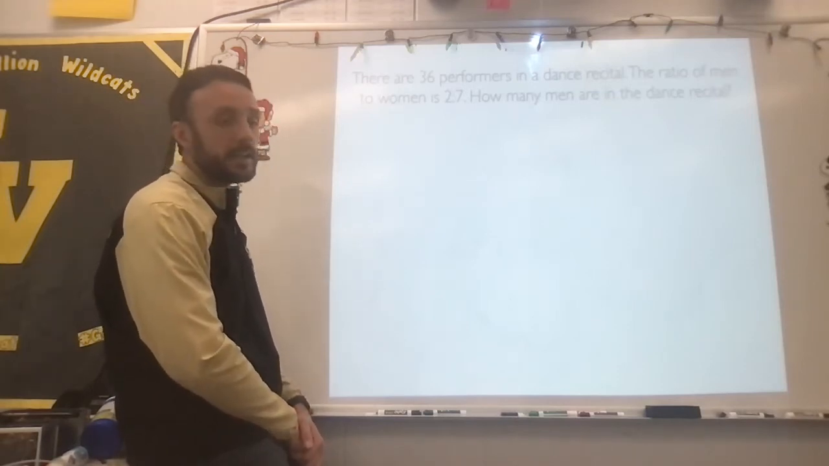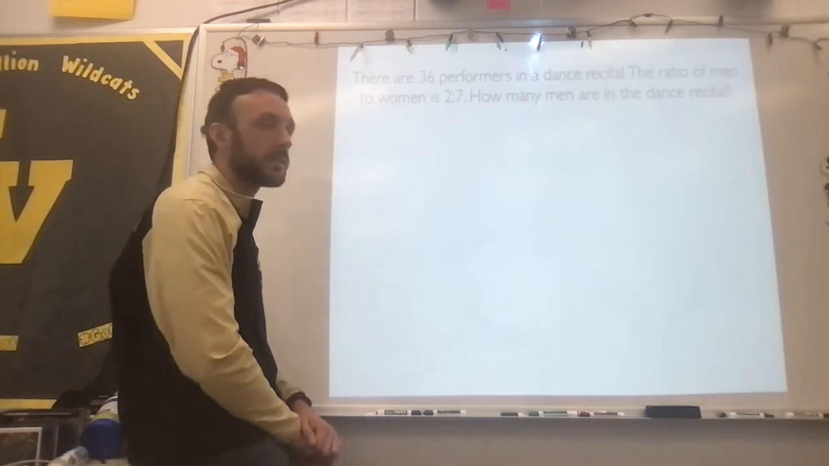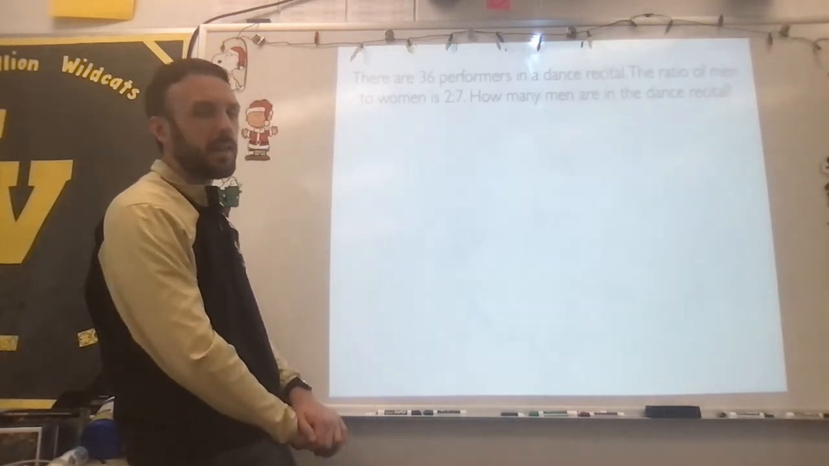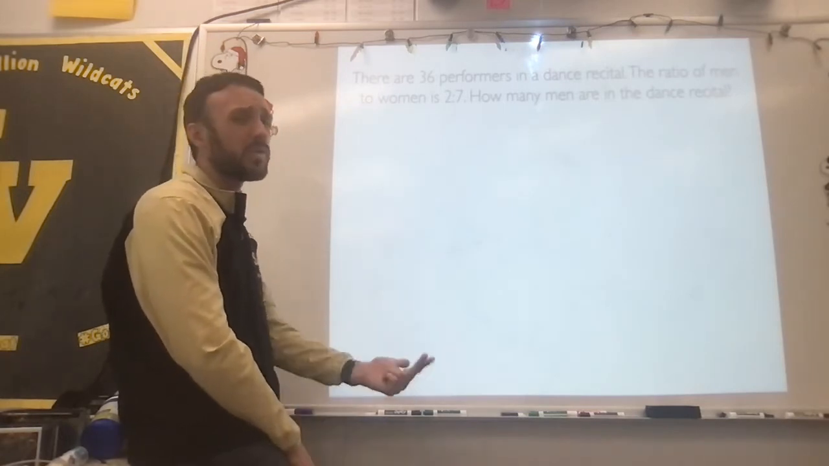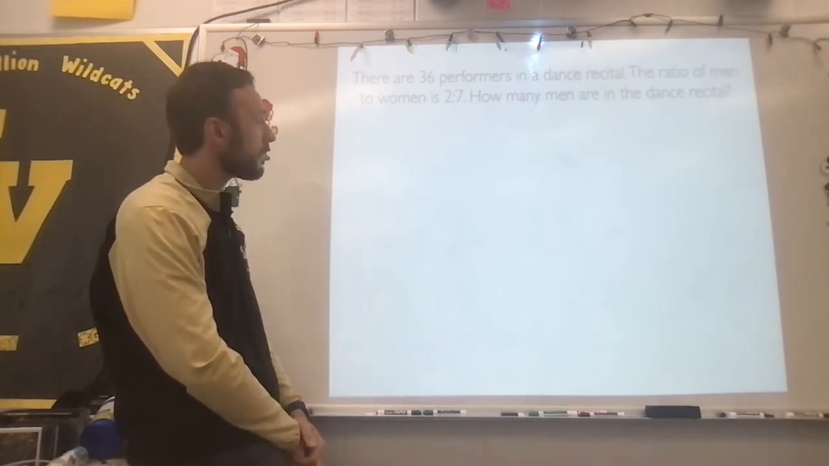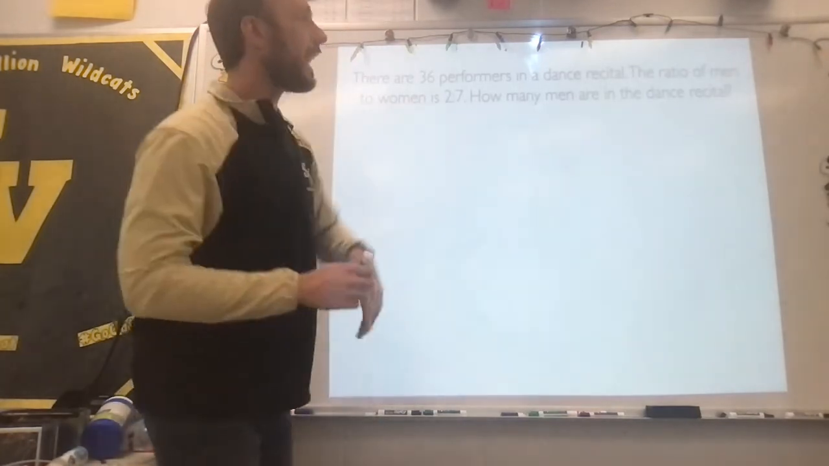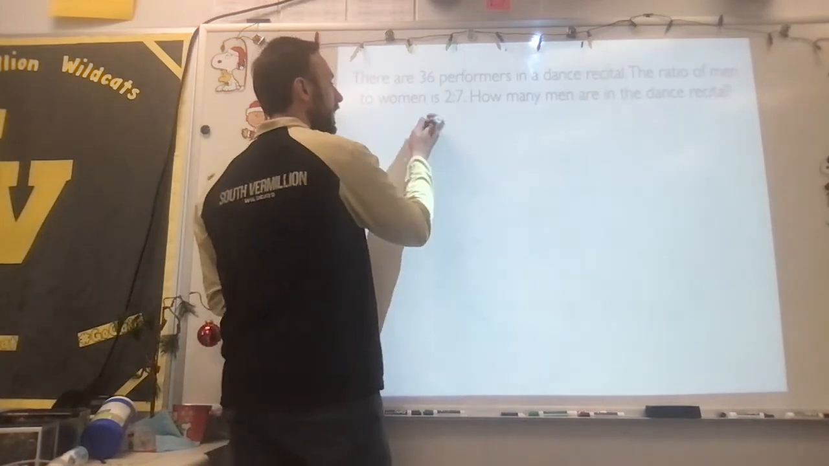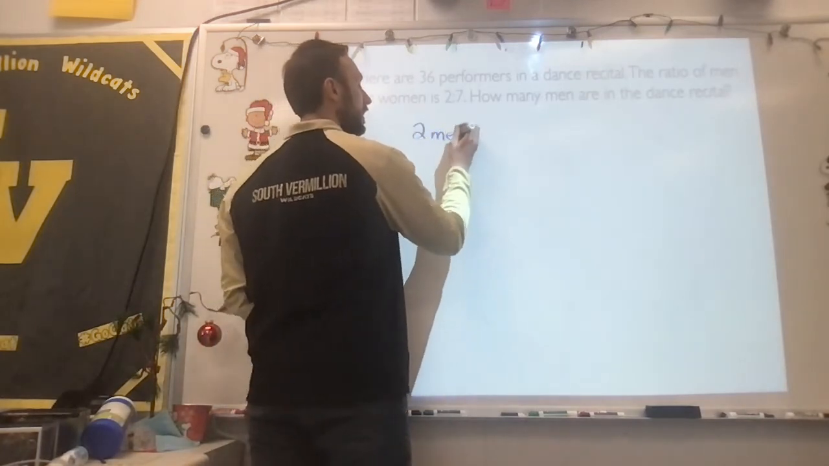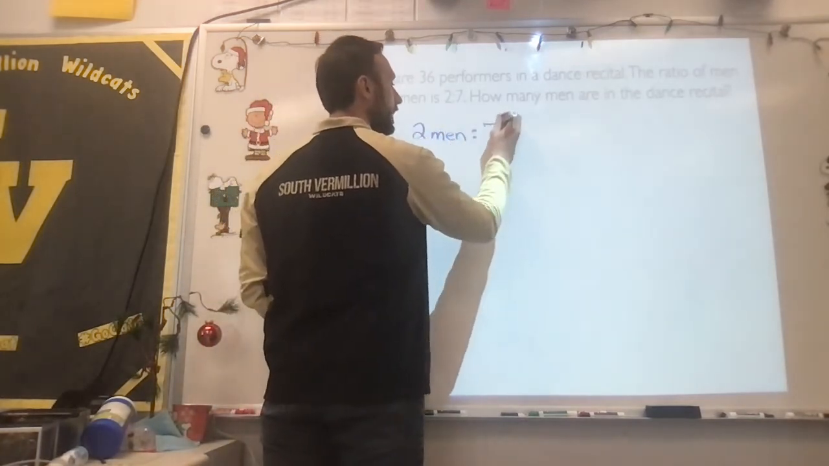So this is tough because a ratio compares 2 different things. But this question is asking about 3 things. It's asking about men, it's asking about women, and it's asking about overall total performers. So when you have problems like this, I highly recommend writing it out using the words they give you. And what I mean is 22 men to 7 women.